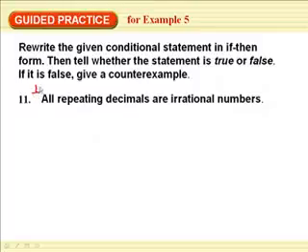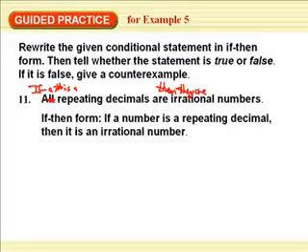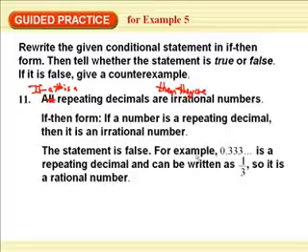Repeating decimal, how would we do that? If a number is a repeating decimal, then they are all irrational. That is false because 0.33 repeating numbers can be written as fractions. Irrational means they can't be written as fractions.